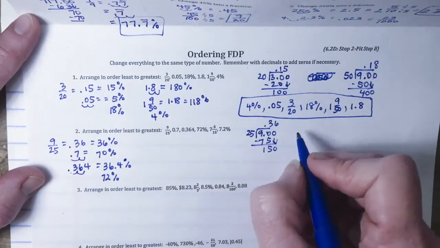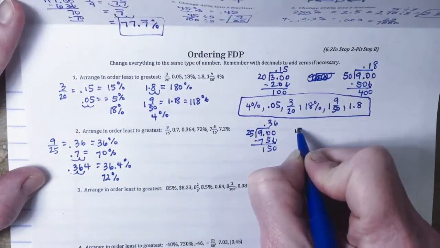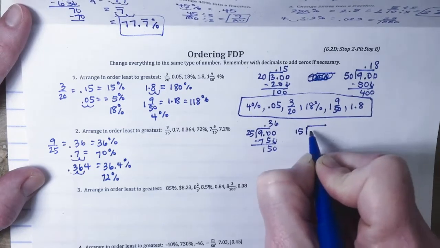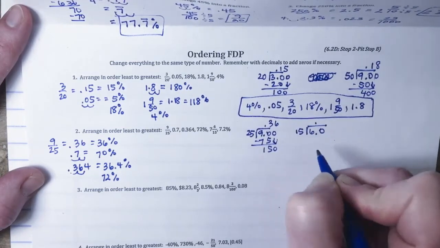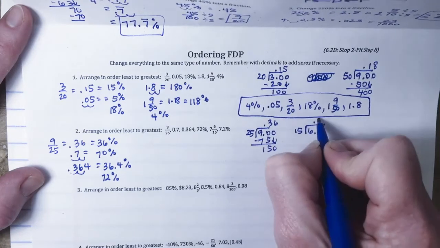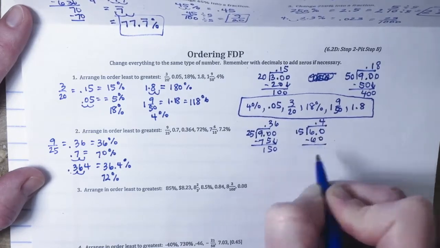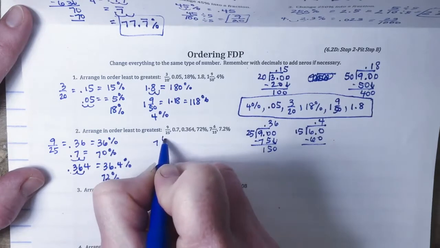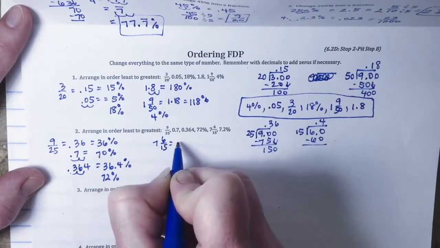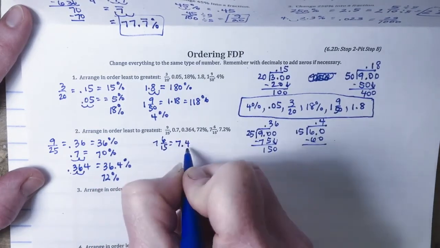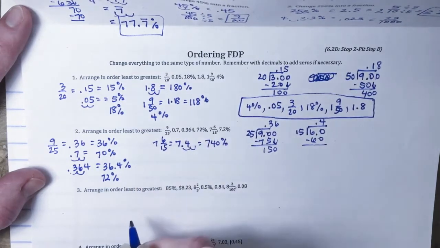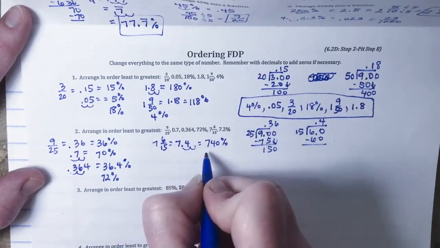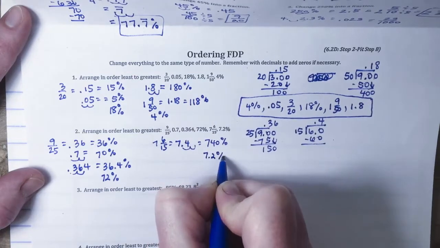7 6/15 means I need to use a mixed number. So I can't divide 15 into 6. Add your decimal, bring it up, add your 0. 15 will go into 60 4 times. All right, so 7 6/15 is the same thing as 7.4. If I move it 2 places, that's 740%. And this is already a percent, so 7.2% is my next thing.